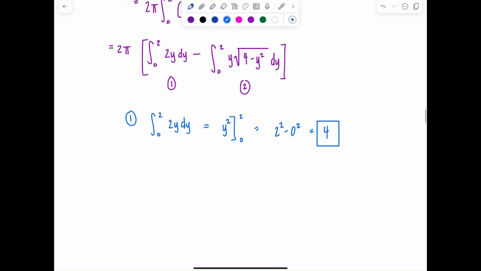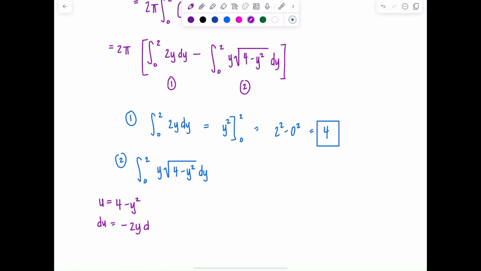Integral number 2, 0 to 2 y times the square root of 4 minus y squared dy. So like I said, we're going to let u be 4 minus y squared. Then du would be, derivative of 4 is 0, this is going to be negative 2y dy. That's sort of what I have. I just have y dy. So that means negative 1/2 du is y dy.